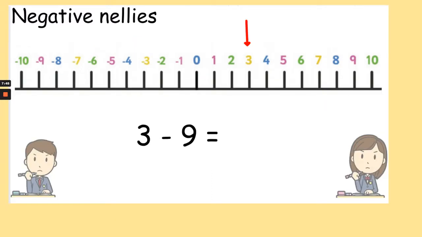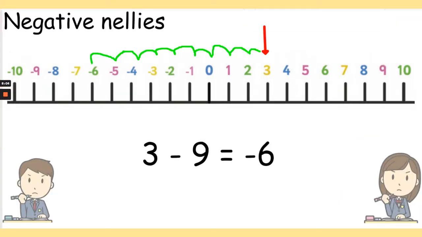Now we have 3 take away 9. So starting at 3, you need to subtract 9. Pause the video now to write your answer. So 3 take away 9, let's count our jumps. 1, 2, 3, 4, 5, 6, 7, 8, 9, and we get to -6. Make sure you've written -6, as otherwise your answer will be incorrect.